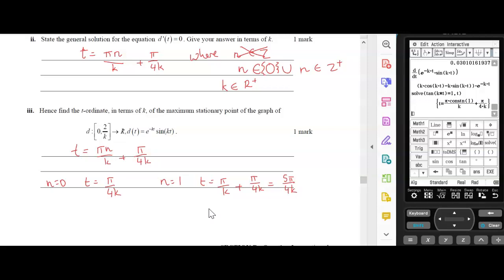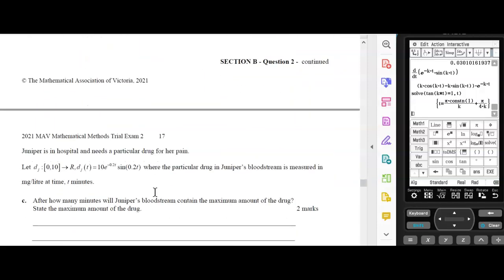All right, so I could keep substituting in values of n, but we're not going to be inside our domain. So this is not inside the domain of 0 to 2 on k. So the only possible solution we can have is t equals pi on 4k when n equals 0. So there's our t ordinate there. All right, let's move on to the next one.